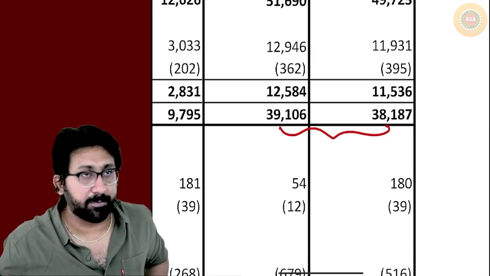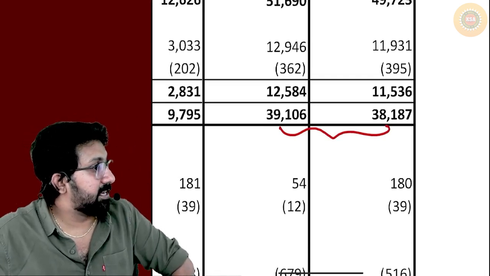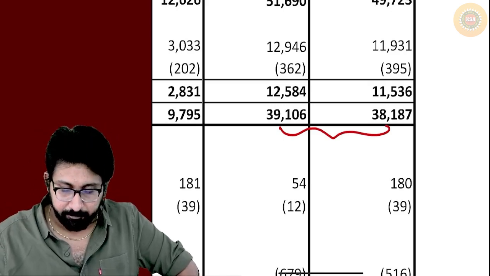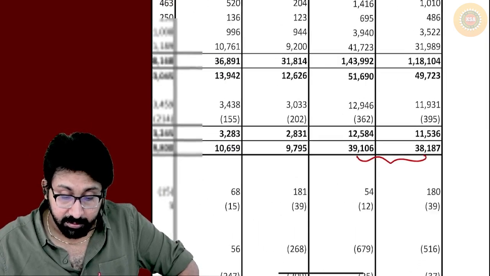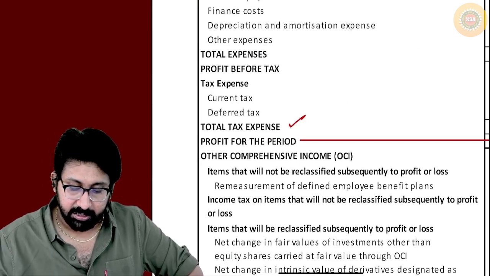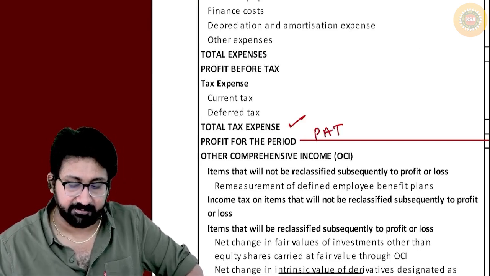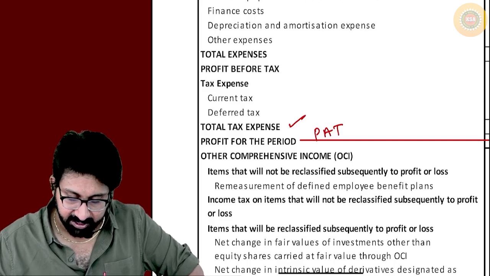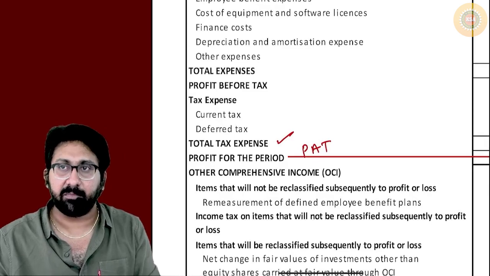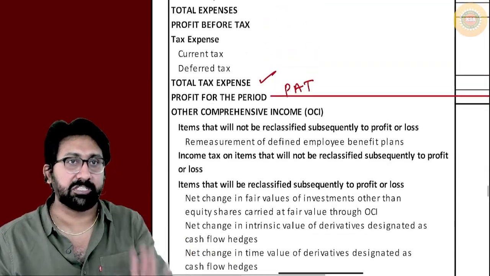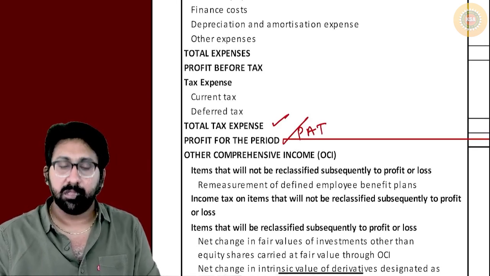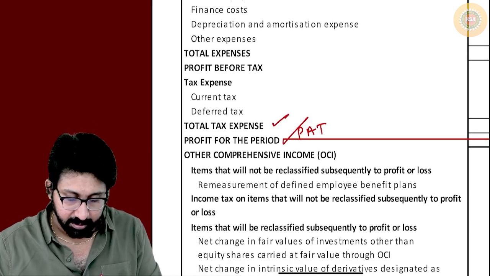Last year how much is the profit? 38,187 crores. What is the profit for this year? This is after all the taxes, no? That means this is a profit after tax. On this only we have to analyze everything. Remaining all our accounting adjustments, you should not touch them. Mainly, analytically, profit after tax is important for us. This is the net profit.